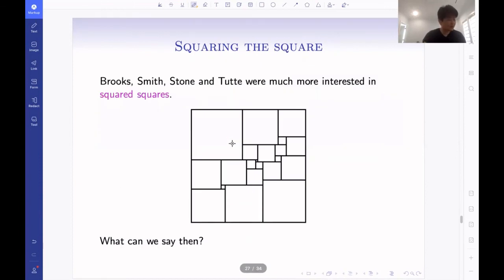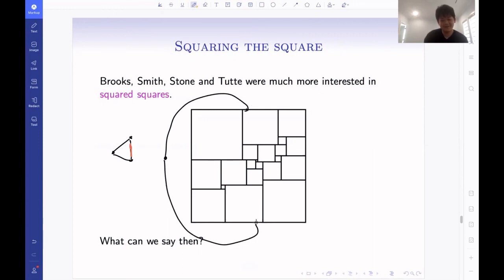Okay, Brooks, Smith, Stone, and Tutte were actually more interested in squared squares, right? So squared tilings of squares. So the question is, let's say I have some graph here, and I really hate this edge for some reason. I want to get rid of it. And the way I get rid of it is by replacing this edge with a squared square. So what I mean by that is replace it with the graph corresponding to the squared square. What can we say then?